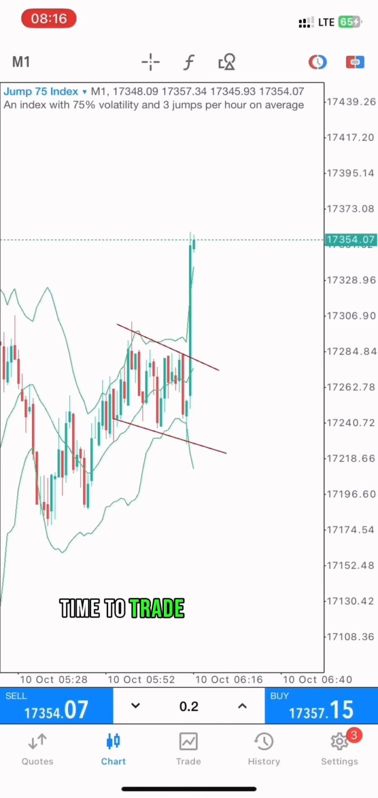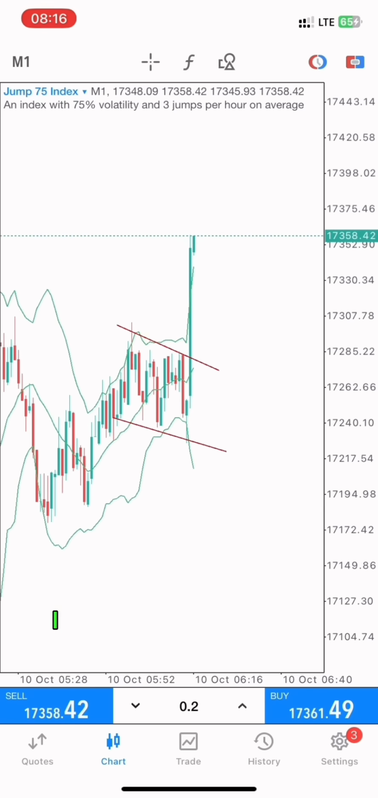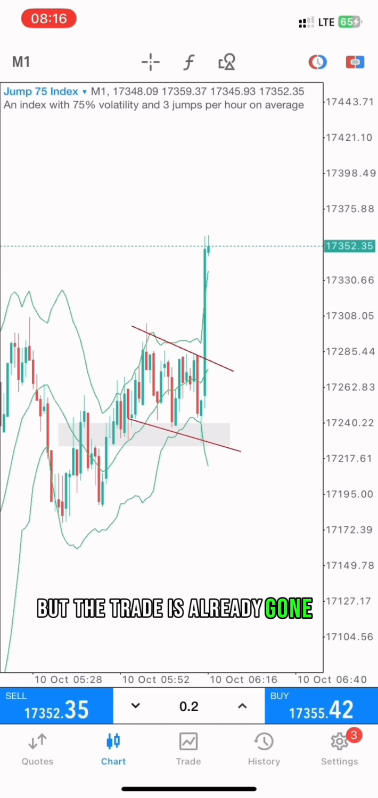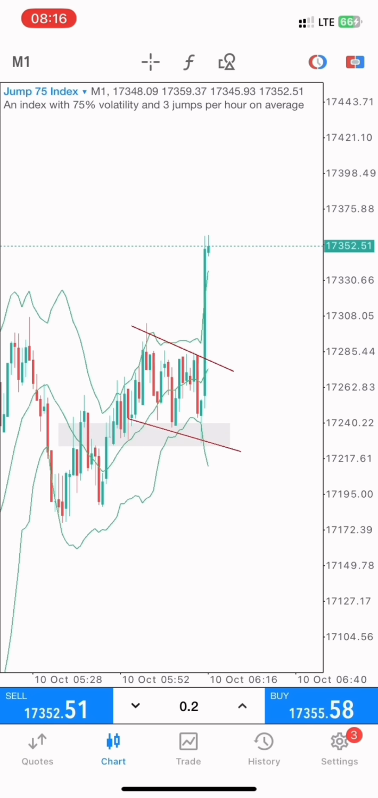Time to trade the $40 account. I would have ended this trade, but this was a falling wedge. No, it was a flag, sorry, it was a flag, and I would have ended somewhere there, because that's when it will go to hit the stop losses of the early buyers. I would have ended somewhere there, but the trade is already gone, so there's no need for me.